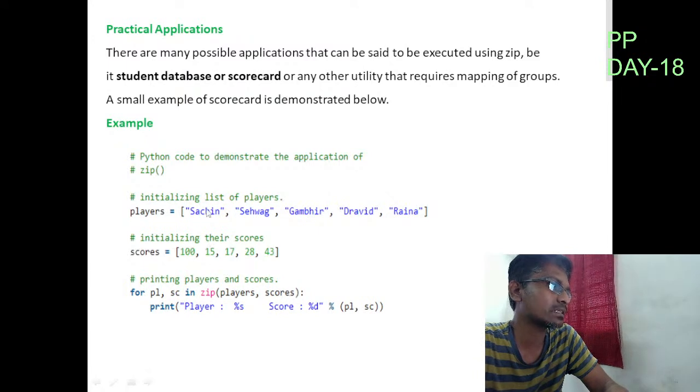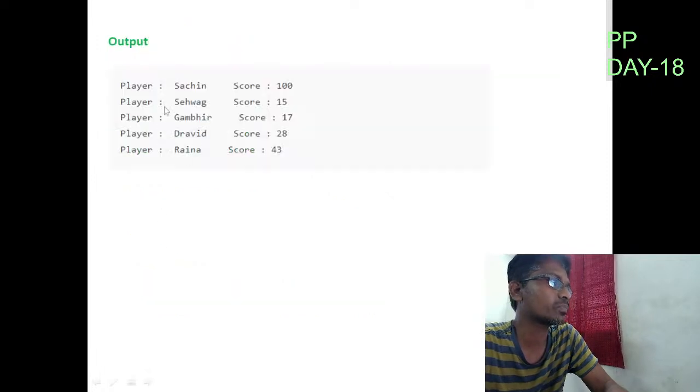For iteratively accessing these values, I am going to use a for loop. Here pl indicates the player and sc indicates the score. So for pl, sc in zip followed by players comma scores, and I want to print players and scores, followed by percentile p1 comma sc. So in this example, I'm going to map players and their scores. Then I got the output like this.